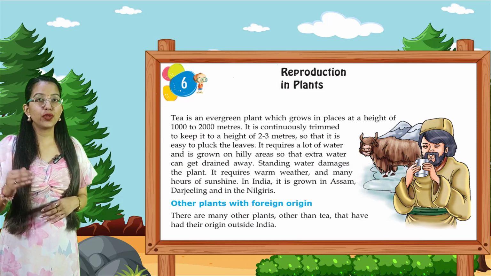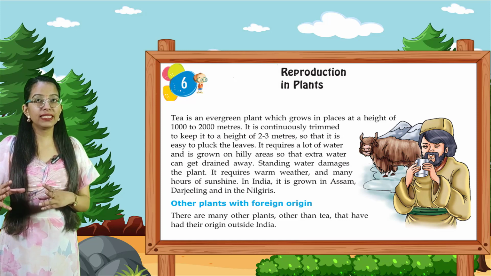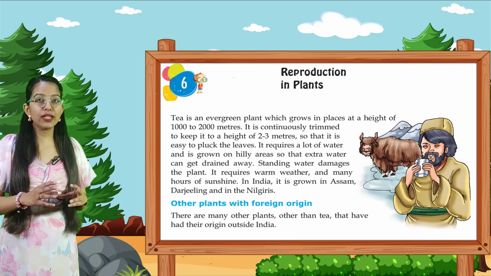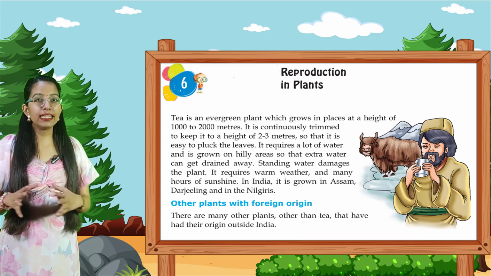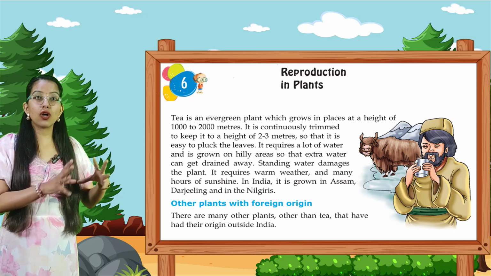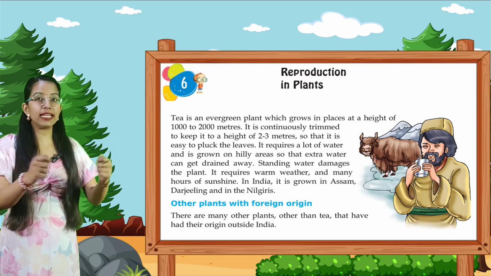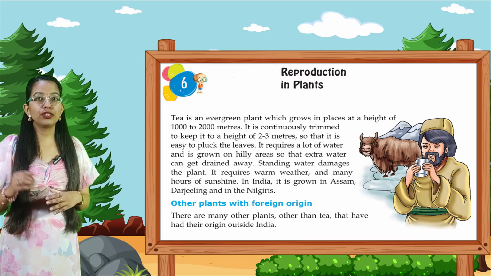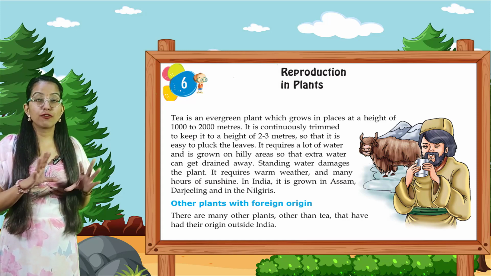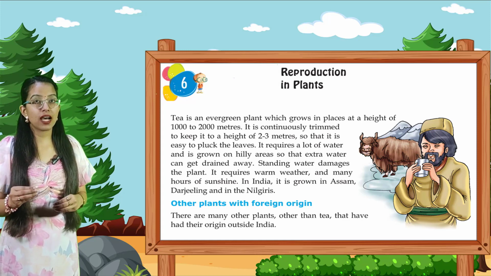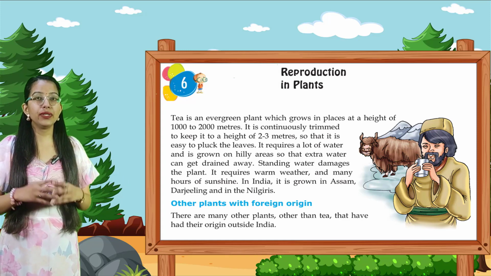Tea is an evergreen plant which grows in places at a height of 1000 to 2000 meters. It's continuously trimmed to keep it to a height of 2-3 meters so that it is easy to pluck the leaves. It requires a lot of water and is grown on a hilly area so that extra water can get drained away. Standing water damages the plant. It requires warm weather and many hours of sunshine. In India, it is grown in Assam, Darjeeling and in the Nilgiris.